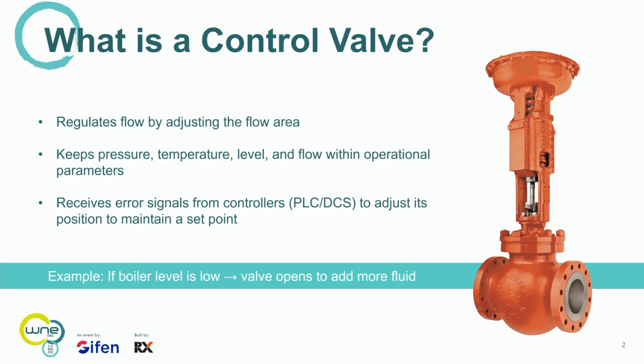And then it's going to receive error signals from the PLC or DCS to adjust and maintain the process and set point conditions. So basically, that's what you want. You want to make sure that everything happens seamlessly. So you don't want this to be cavitating, making noise, or having flashing. And that's where this type of control valve comes in. So that's what we're going to talk about today.